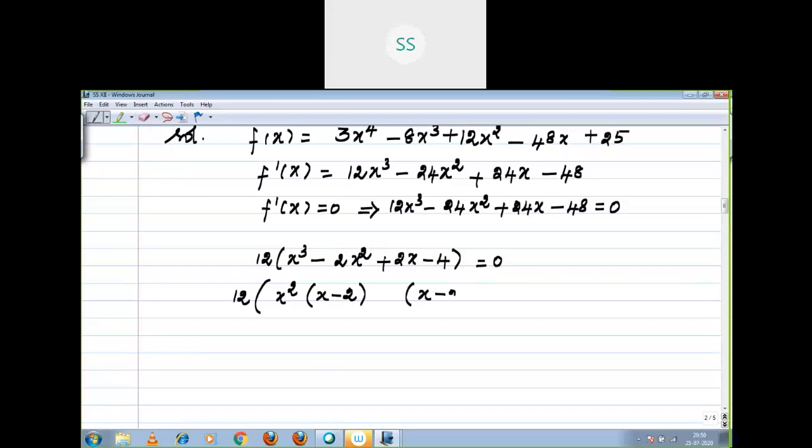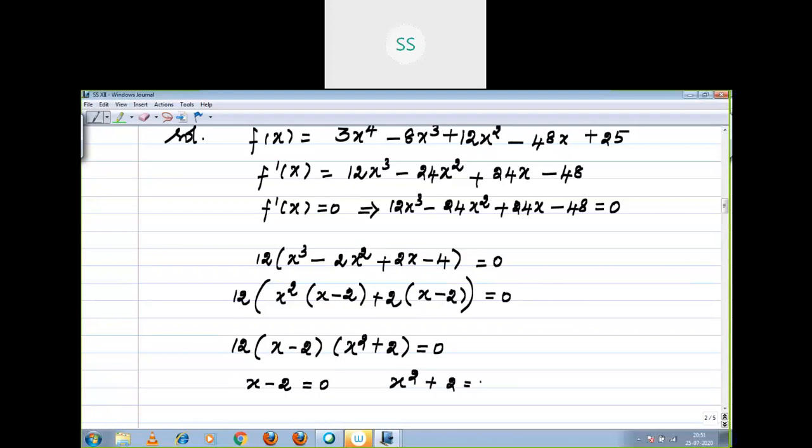The same way you have to repeat it again. x minus 2. Here which is common? Plus 2 is common. So you have to write like this, which is equal to 0. Now, 12 into x minus 2 into x square plus 2 equal to 0. Now, x minus 2 equal to 0, x square plus 2 equal to 0. x is equal to 2. x square equal to minus 2.